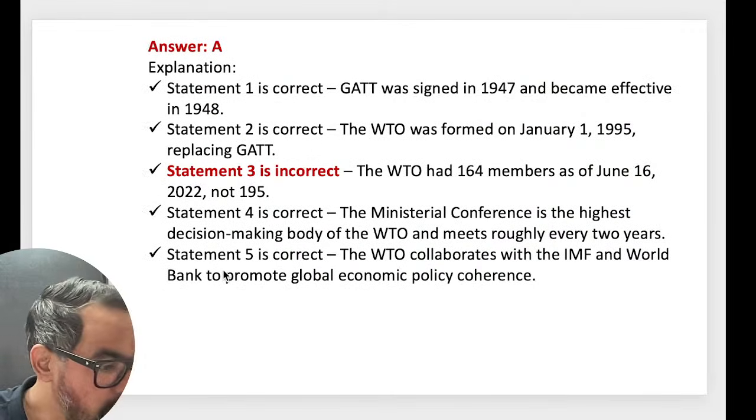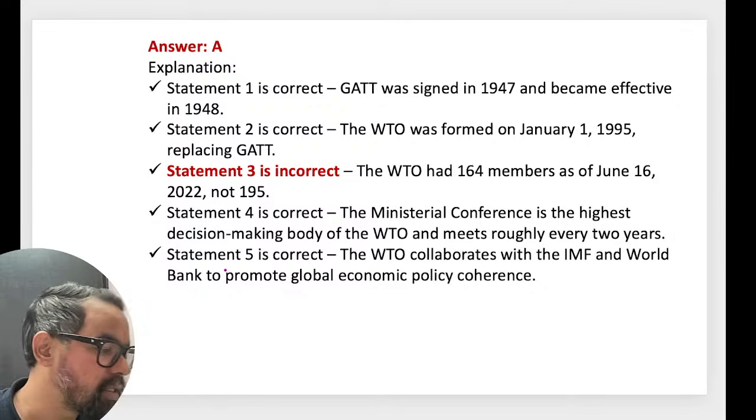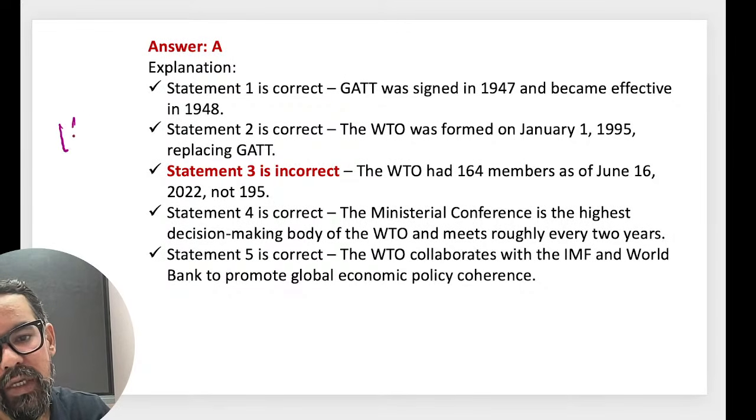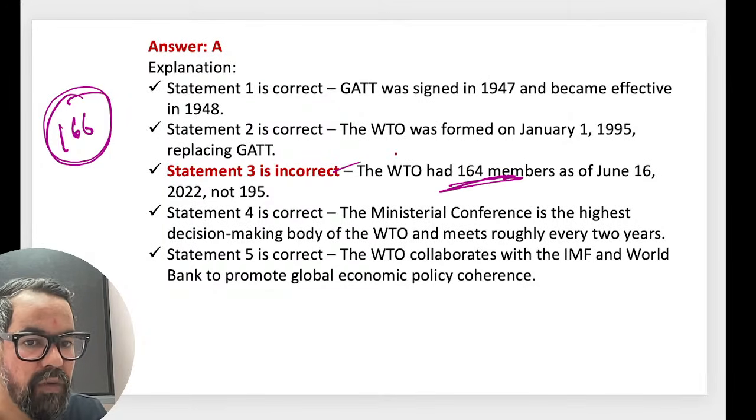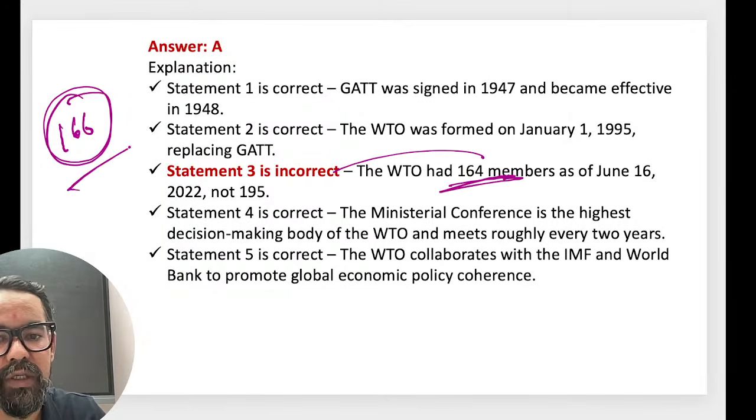166 आपका. ठीक है, राजू सर इज सेइंग आपका 166. ठीक है, 166 मेंबर आर देयर. ठीक है, प्लीज डू करेक्ट. हाँ, दैट टाइम 164, राइट नाउ आपका इट इज 166.